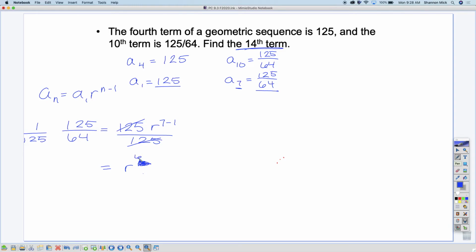Okay, 125, 125 reduce here, don't they? Yeah. So I get what? 1 over 64. So I'm going to have to take the sixth root to get rid of the sixth, correct? The r to the sixth. Okay, so I need to break this down. Hopefully it's a number I know. What number do you think might be this?